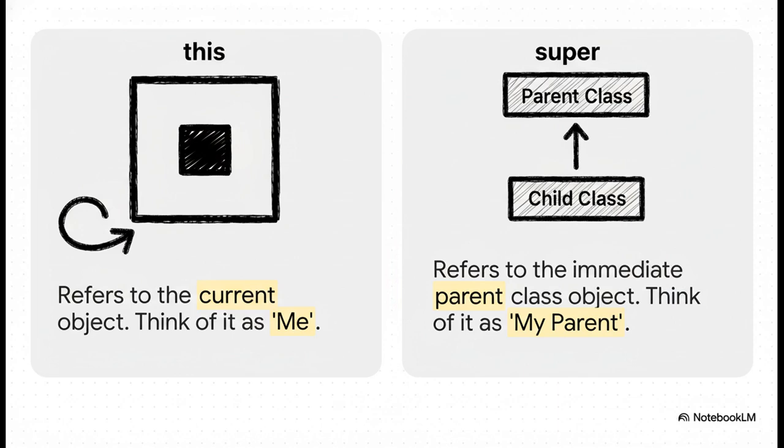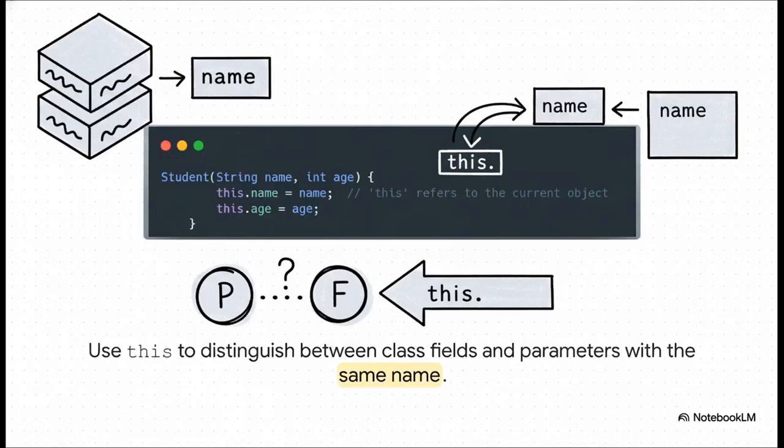That's the core difference. Here's the most common place you'll see this. Take a look at this constructor. The method receives parameters named name and age, but the class also has fields called name and age. So how does Java know which is which? We use this.name to be crystal clear. We're talking about this object's field, and we're assigning the value from the name parameter to it. It's all about getting rid of any confusion inside the class itself.